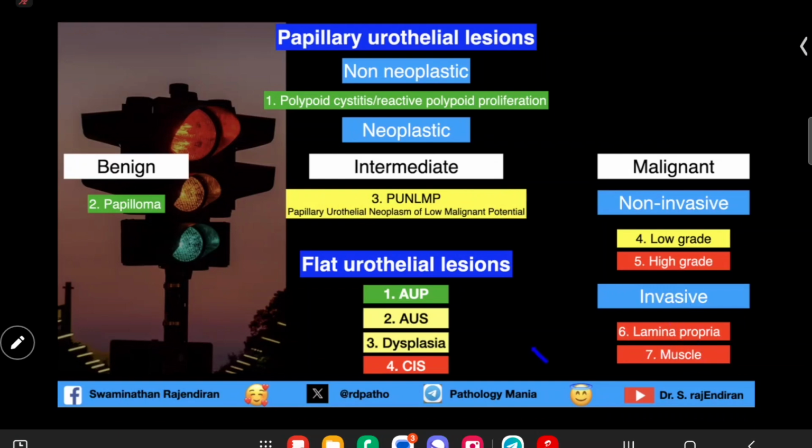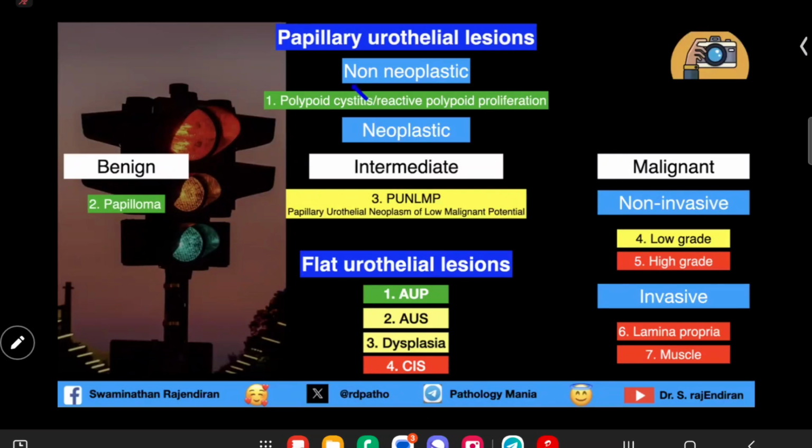lamina propria. And flat urothelial lesions are AUP or atypical urothelial proliferation, AUS or atypia of unknown significance or uncertain significance, dysplasia and carcinoma in situ. Take a picture of that.